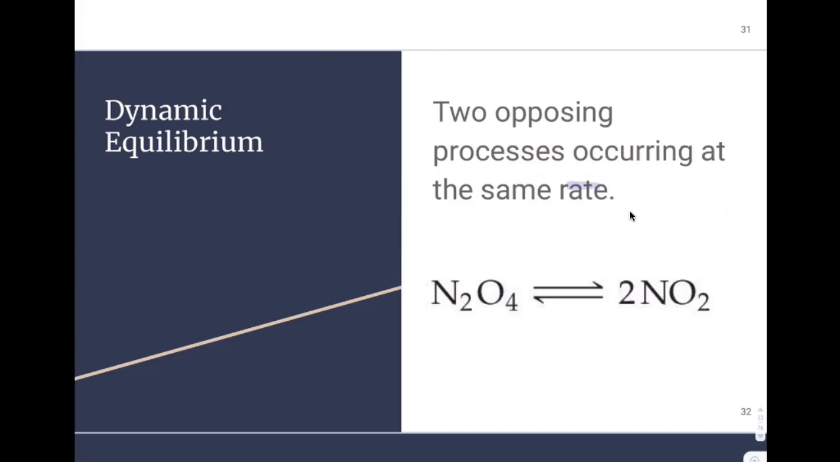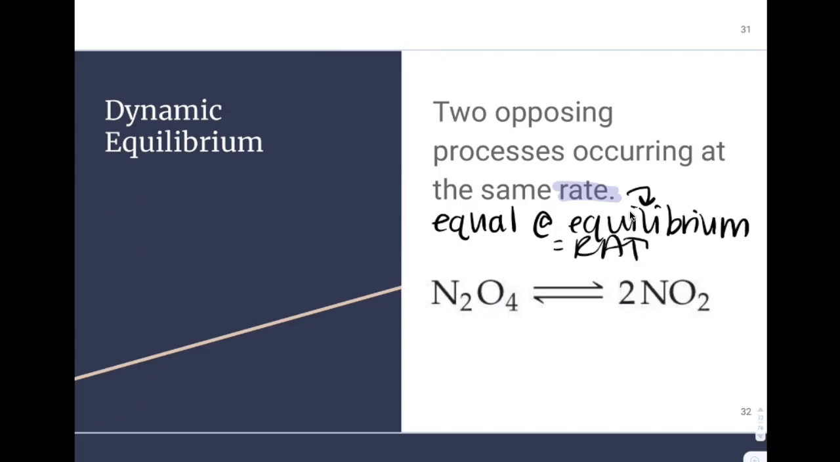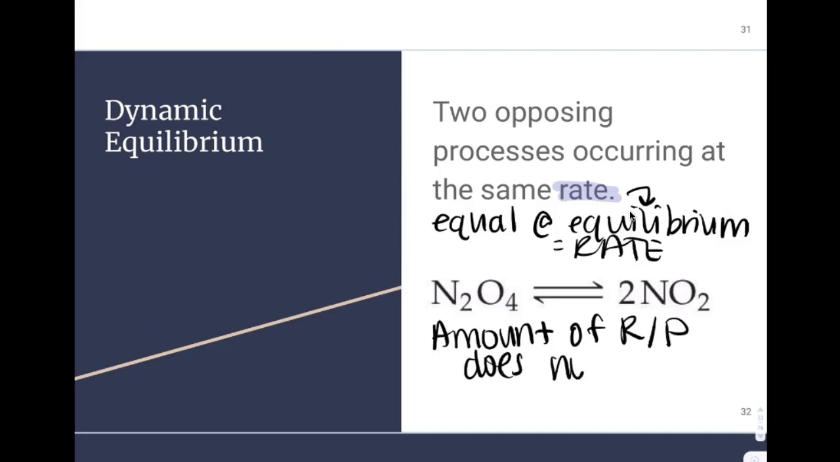So what is equal at equilibrium? The rate. It is not the amount. The rate is equal at equilibrium. The amount of reactant and product does not have to be equal. That is not what's equal at equilibrium. It's the rate forward and reverse.